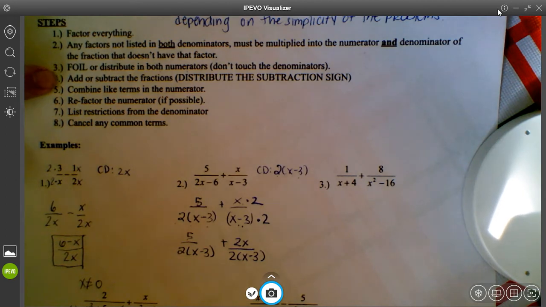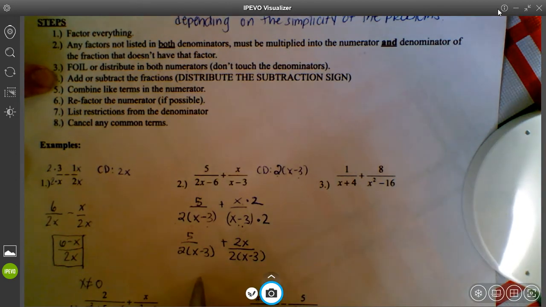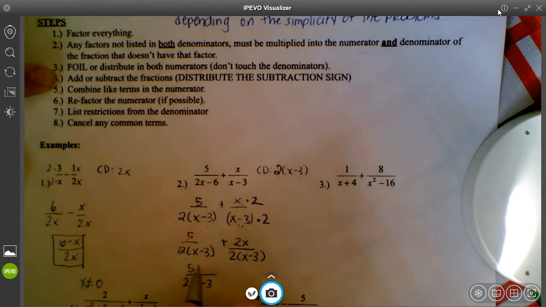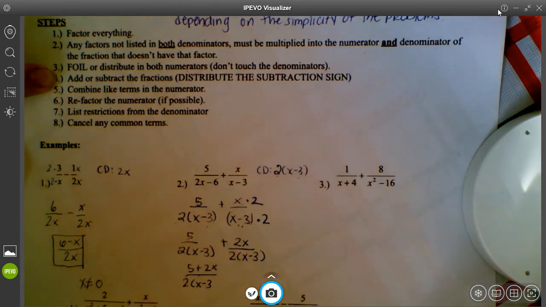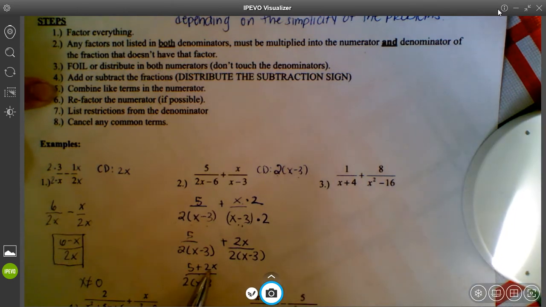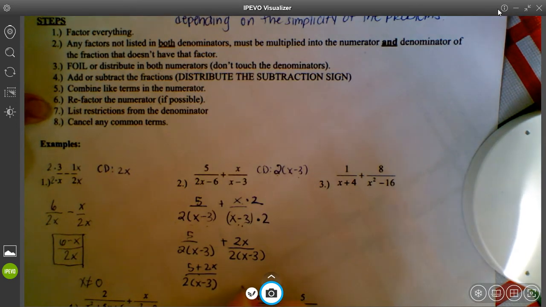I'm now going to add or subtract the fractions. So when I add and subtract fractions, I keep the common denominator. And then I do 5 plus 2x. Combine like terms in the numerator. 5 and 2x are not like terms. Refactor the numerator. I cannot factor this any further. List restrictions. Well, a restriction here is x can't equal 3 from this part. No restriction off of the 2.